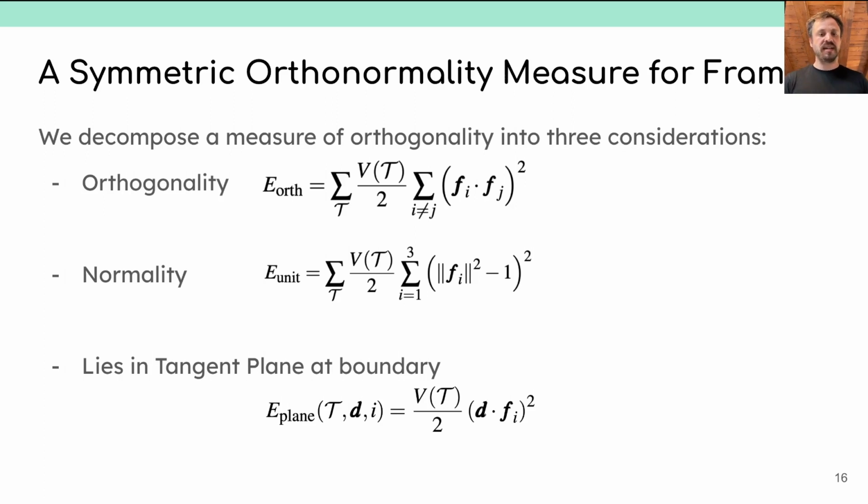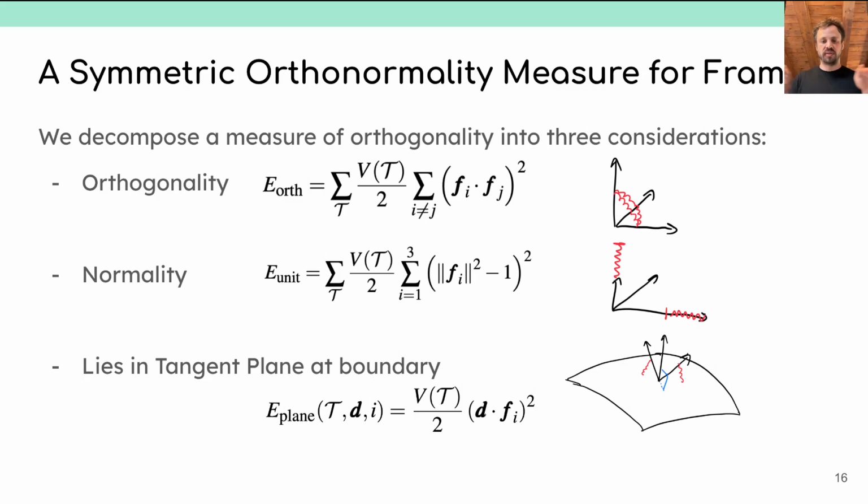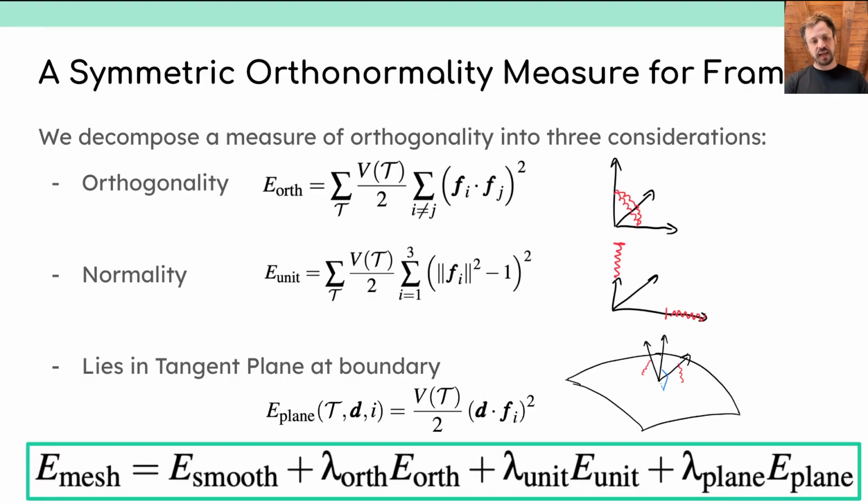Okay, so that's the key contribution of our work. We also introduced several additional fairness measures, which were necessary in order to formulate a design objective, because now we're optimizing over GL3 mod O, but we still prefer frames which are approximately octahedral. So we have a term which penalizes when individual frame vectors are non-orthogonal or non-unit, and an extra term on the boundary which pushes boundary frames to stay in the tangent plane. We combine all of these terms together to obtain a frame field design objective.